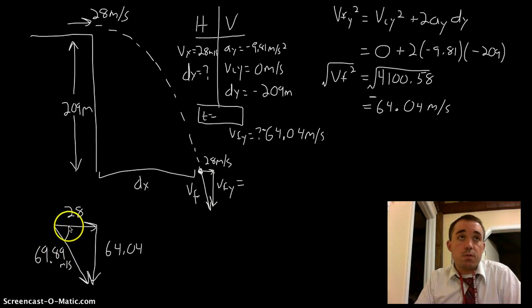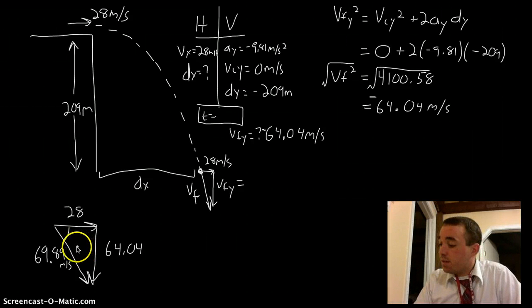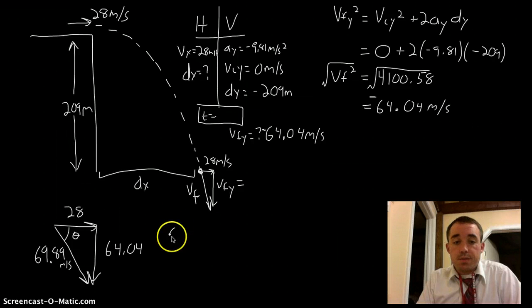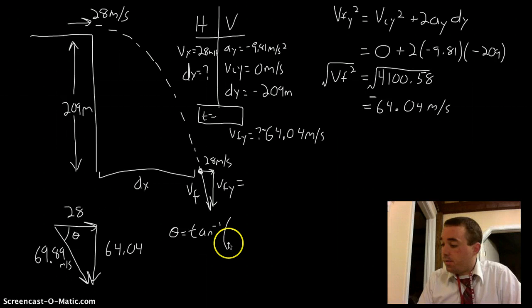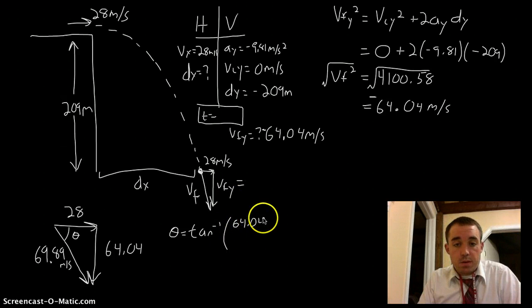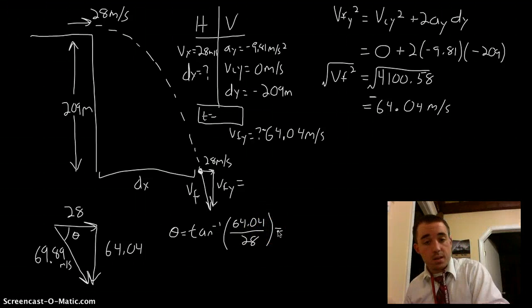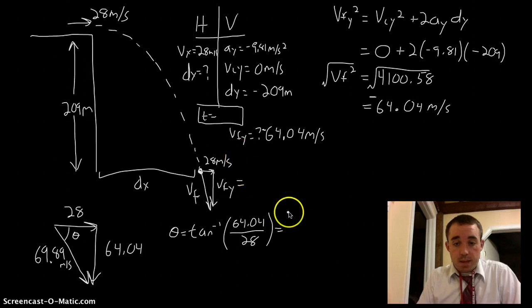The last thing we have to do to really classify this is find our final angle. Our final angle is found as the inverse tangent of our opposite side, which is 64.04, over the adjacent side, 28. When you plug that in, inverse tangent of 64.04 over 28, we get 66.38.